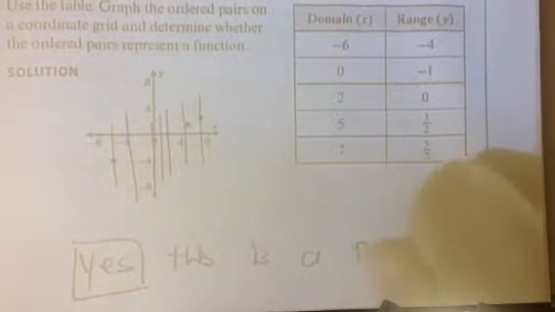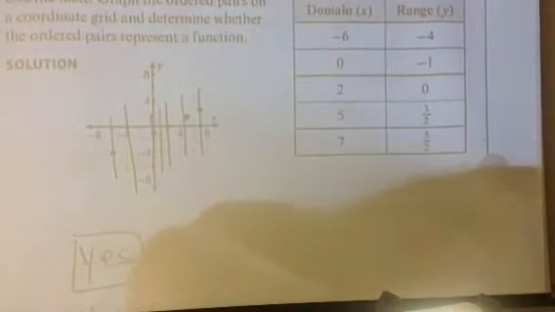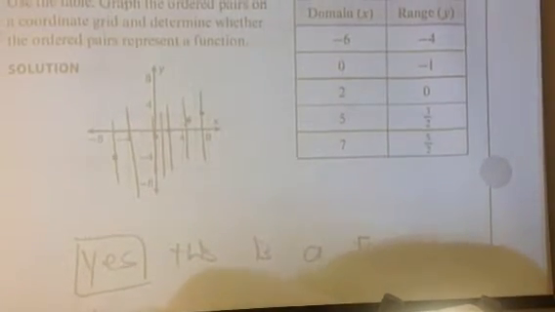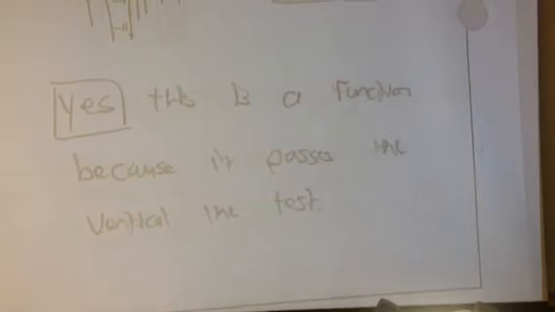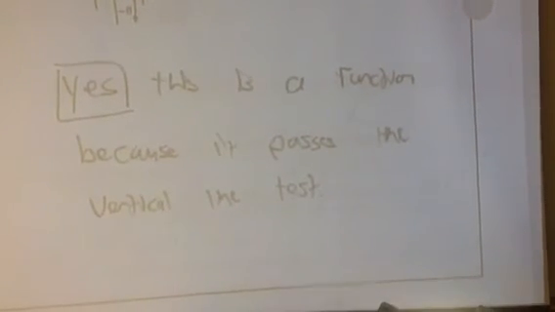this is a function because it passes the vertical line test. This is a function because it passes the vertical line test. That is all for lesson 25.